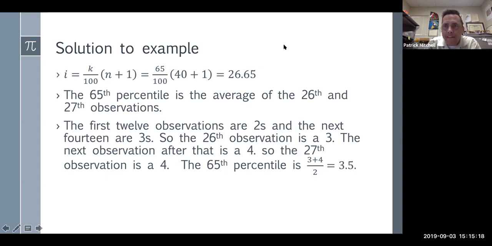And then the 27th number on the list would be the first 4. So the 26th number is a 3, the 27th number is a 4, so the 65th percentile would be the average of those two, 3.5. 65% of bus drivers answered 2 or 3, and the other 35% answered 4 or more.